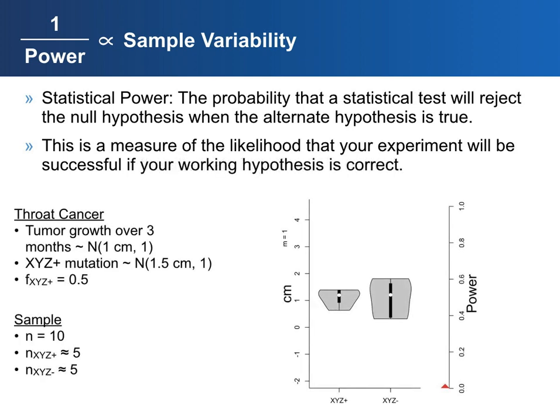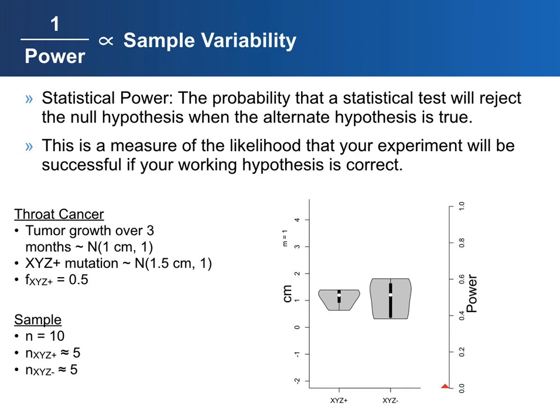Let's go ahead and simulate some studies here and look at how that plays out. So we're looking at tumor growth over 3 months, and in the population at large, that is about 1 centimeter, normally distributed with 1 standard deviation. In our group of individuals with the XYZ mutation, that growth is actually accelerated to 1.5 centimeters with a 1 centimeter standard deviation over 3 months.